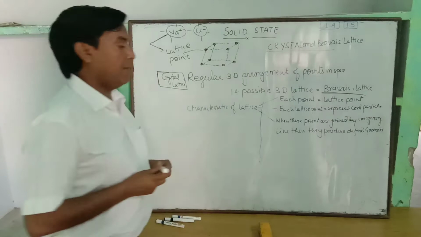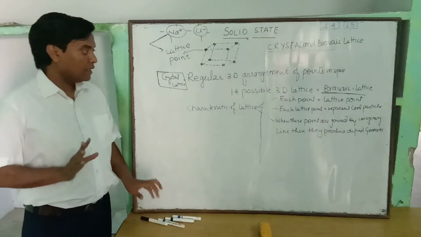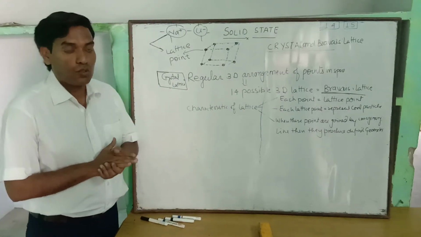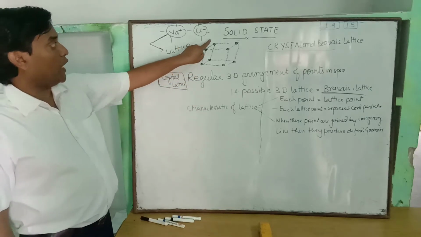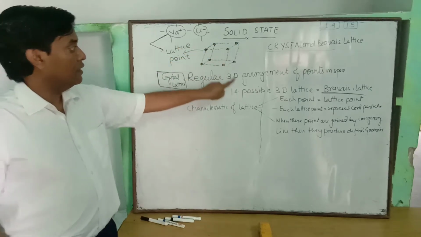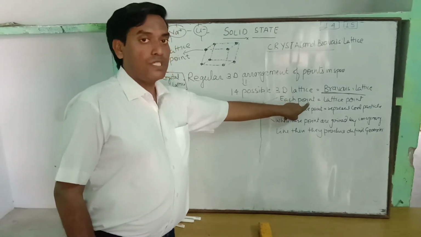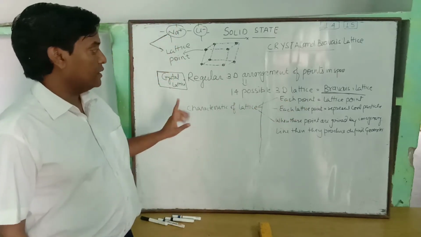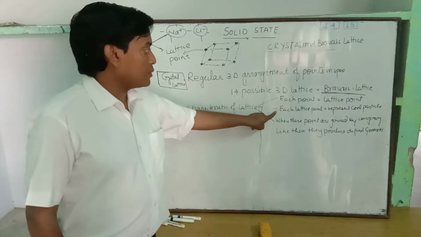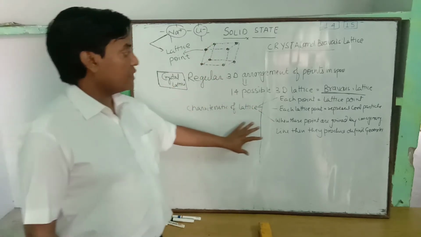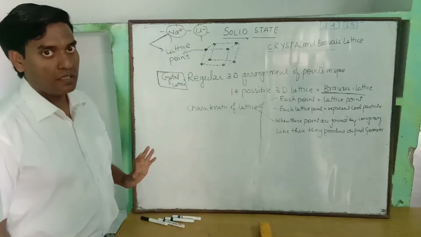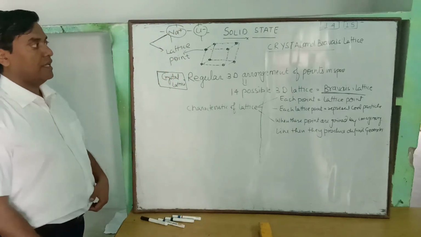Clear, students? Now, what are the characteristics of a lattice point? As I told, each point represents the position of a constituent particle. Second, when lattice points are joined with each other by imaginary lines, they generate a certain structure. Clear?